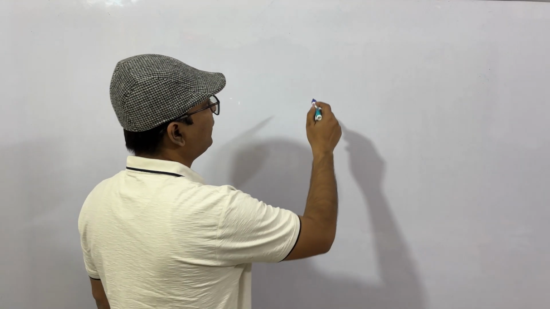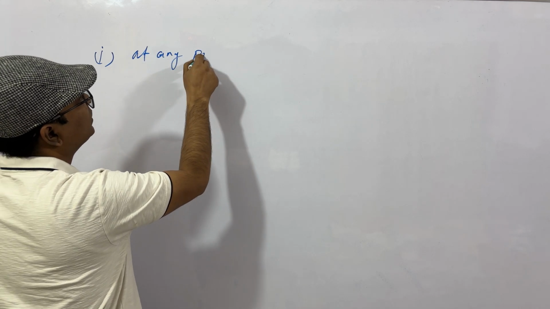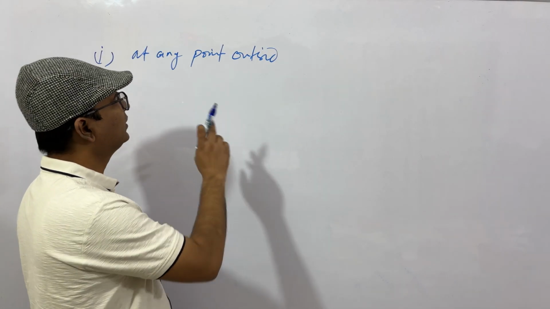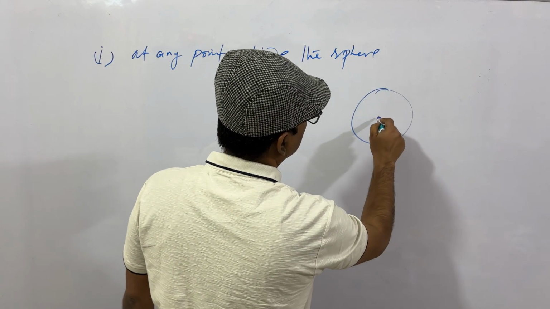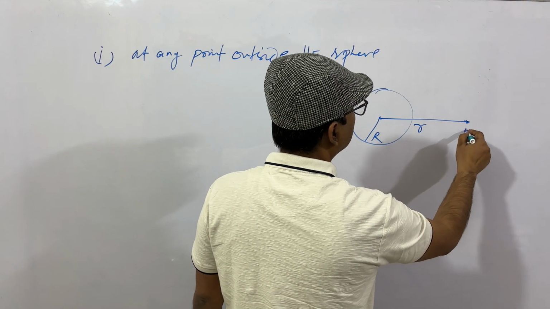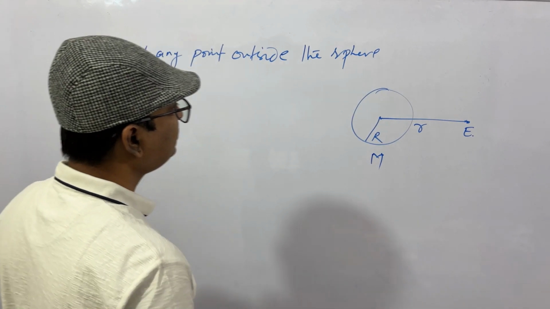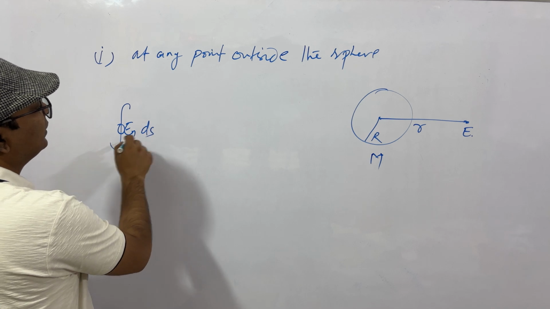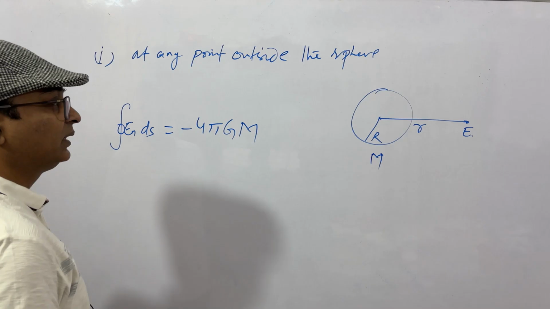See, first case is at any point outside the sphere. What are we seeing? Gravitational intensity due to a sphere. First case, at any point outside the sphere. That is, if this is a sphere of radius r, and we want to see what is the gravitational intensity E at a distance r from this. Let the mass of this sphere be m. So what do we do? It is E, surface integral En into ds, equals minus 4 pi g into total mass enclosed. Total mass is 4 pi gm, that we know.